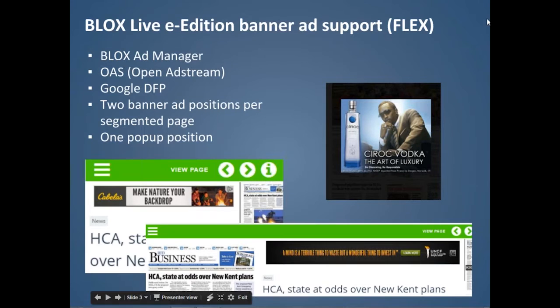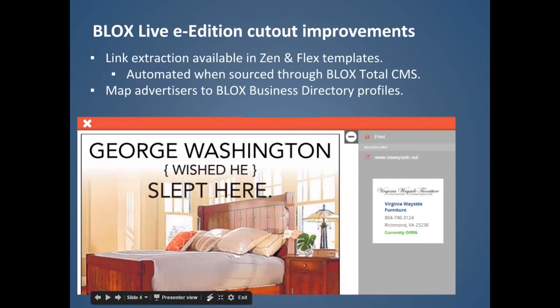Next. Additionally, we've added some features that add value for advertisers purchasing ads in the print product. These are most useful for those who take advantage of automatic segmenting through Total CMS. Although people that are manually segmenting pages, which there are some, can use a lot of these features as well. These include link extraction from cutout assets.